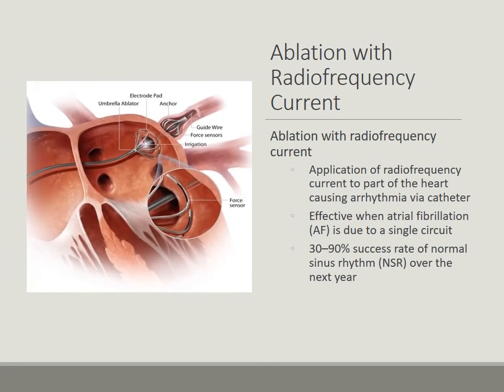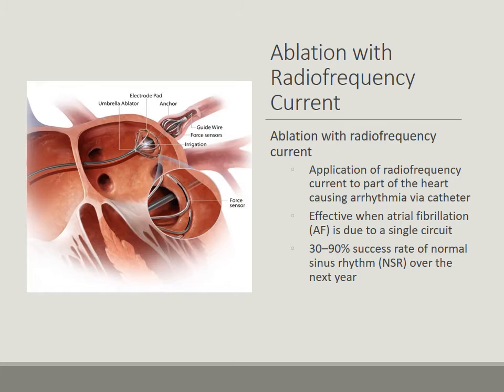Let's talk a little bit about ablation therapy. Catheter ablation is very effective when atrial fibrillation is caused by a single aberrant cell. The procedure involves inserting a catheter into a blood vessel in the groin or the neck and guiding it towards the heart. When the tip of the catheter is placed against the part of the heart causing the problem, radiofrequency electrical current is applied through the catheter to produce a very small burn, about 6 to 8 millimeters in diameter.